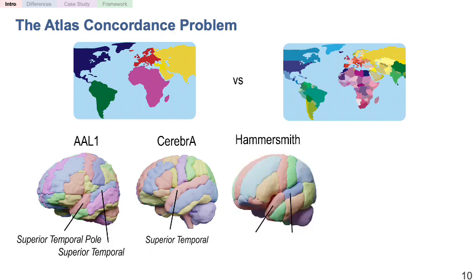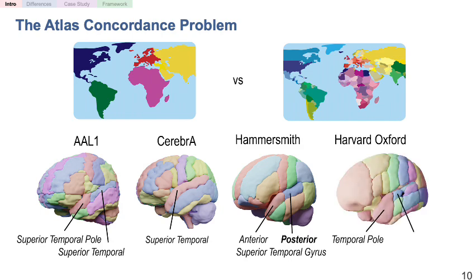Now the Hammersmith atlas includes the posterior superior temporal gyrus, but the Harvard-Oxford atlas will include an anterior superior temporal gyrus, where 90% of the voxels in this region will overlap with the posterior superior temporal gyrus in the Hammersmith atlas. Now this can be problematic, as I mentioned before, for meta-analyses summarizing findings across studies where the labelings themselves can be antagonistic. However, the specific labels of each region may not necessarily matter for some studies.